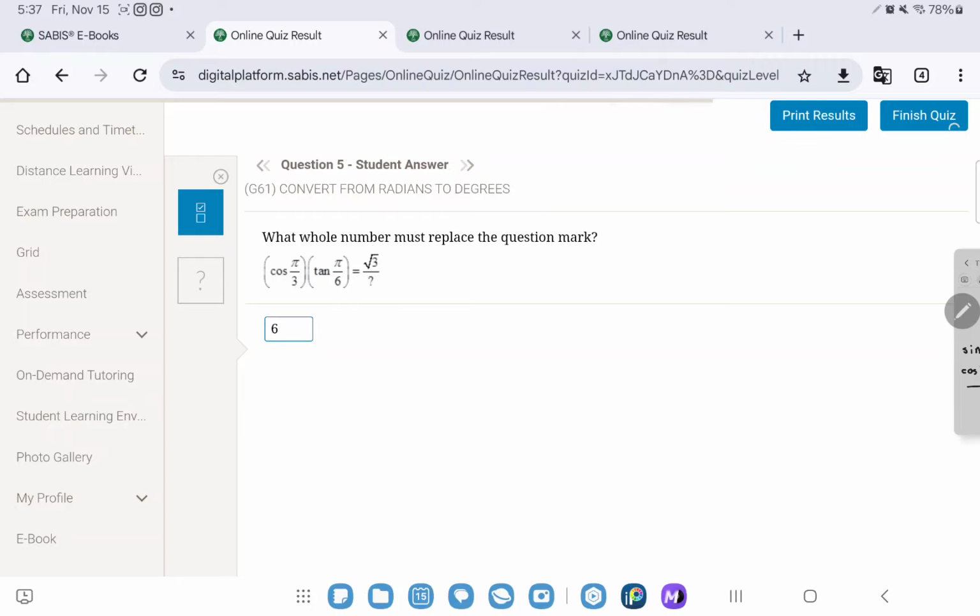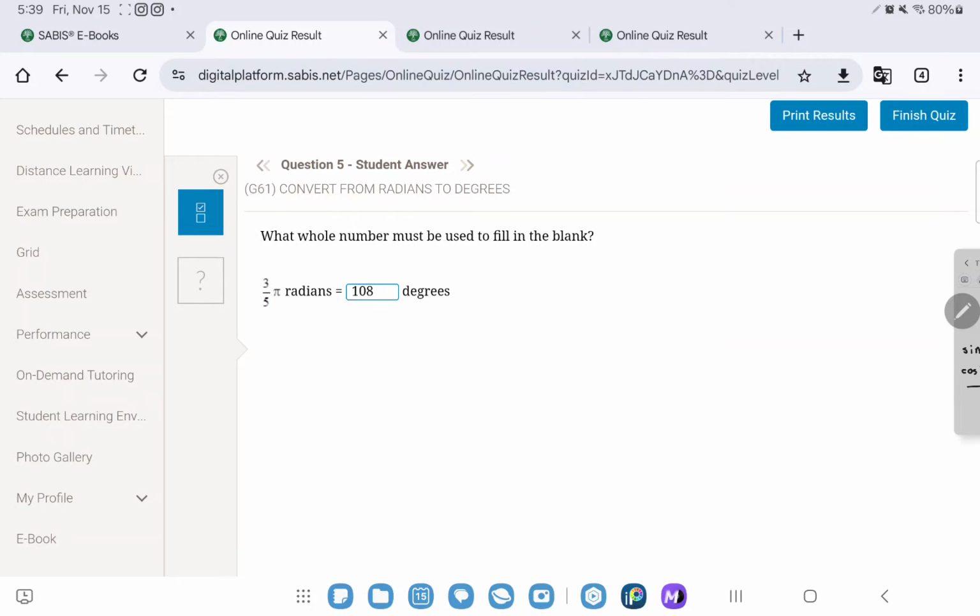Just bear with the loading speed, guys. Next question is going to be about converting radians to degrees, I think. Just let it load, wait. Okay, next question, here it is.